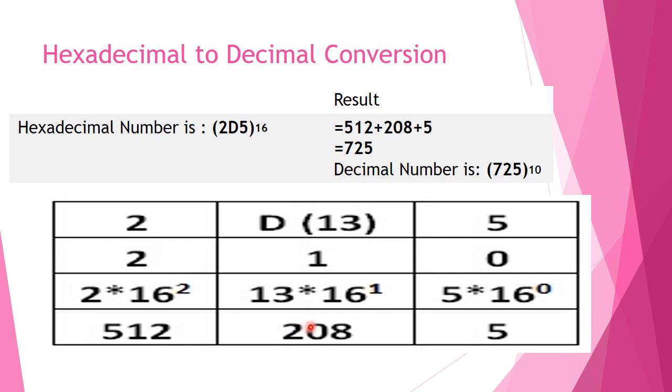how much? 208. And anything to the power of 0 is 1, so 1 into 5 is 5. So like this you will convert, and finally you will add it up, and after adding you will get 725. The resulting decimal number is 725 to the base 10, since the decimal number system has the base 10.